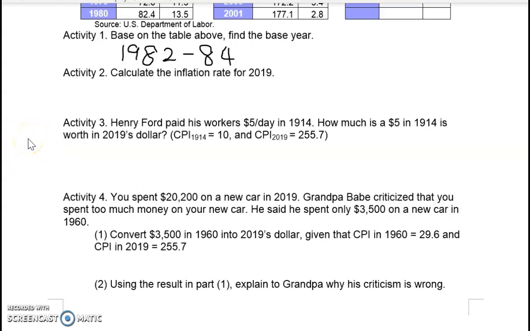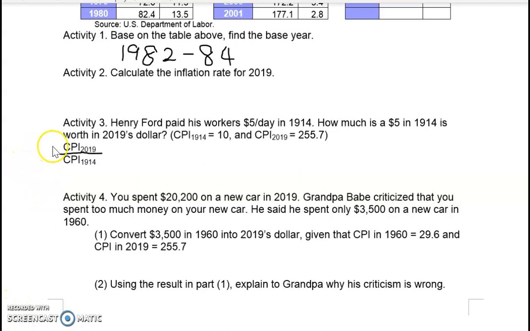So maybe we can solve it this way. That is, we ask ourselves in 1914, how much of goods and services we can buy with $5. Okay, and then we ask ourselves that when time comes to 2019, how much money that is needed to buy that amount of good which you can buy back in 1914 with the $5, right? So that is basically what the question is asking.